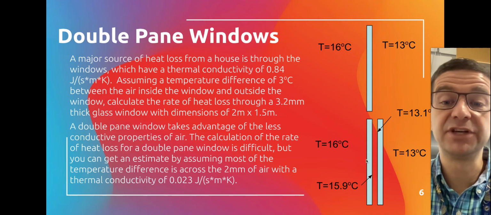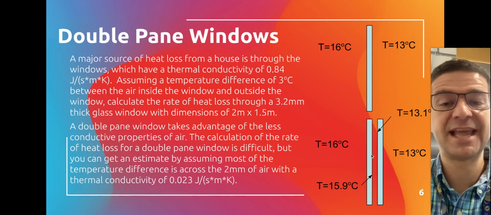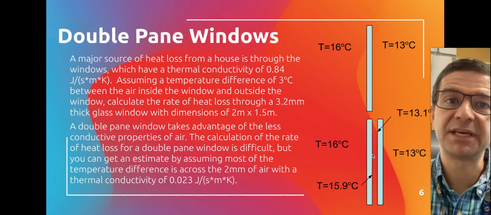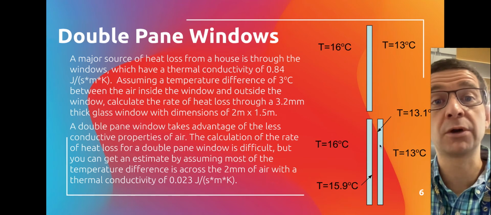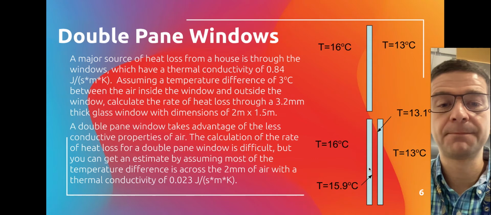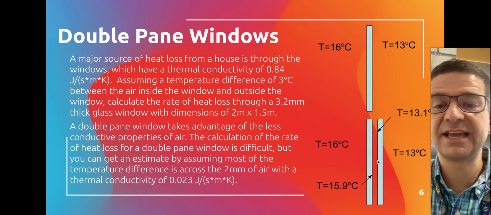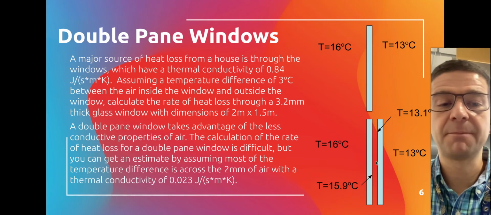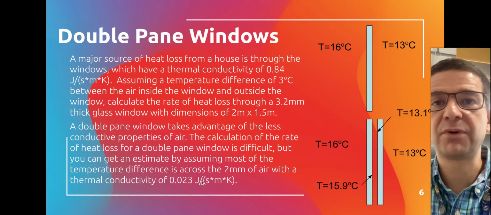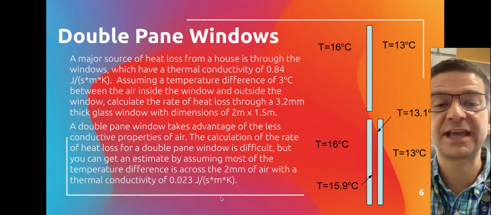But I think we can get a pretty good estimate if we assume that the temperature difference is almost all across the air. That's a pretty good assumption because air transfers heat so poorly that the glass will almost completely warm up on the left and cool down on the right, and the temperature difference will be maintained across the air. So let's find the rate of heat transfer across this, say, 2 millimeter air gap with the thermal conductivity of air of 0.023 joules per second meter degree Kelvin.